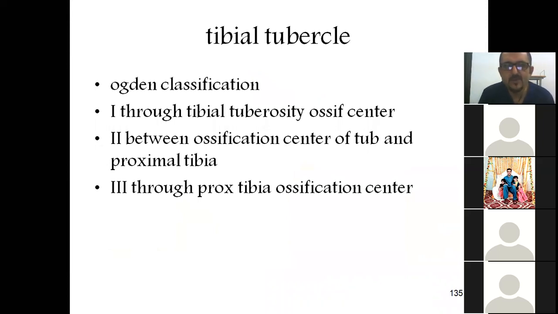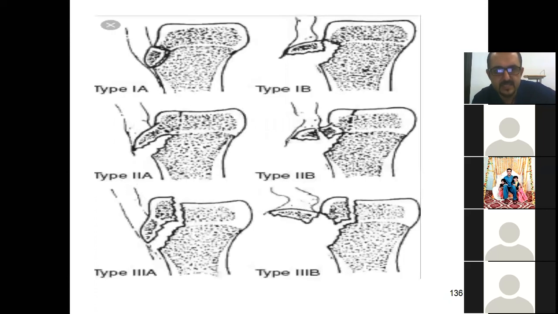So, the tibial tubercle. How you classify tibial tubercle fractures is by the Ogden classification. Type 1 is through the tibial tuberosity. Type 2 is the ossification center of the tibial tuberosity and proximal tibia. And type 3 is through the proximal tibia ossification center. And they are divided into A and B, displaced or undisplaced. So this is the classification system. And the intervention is that most of the times you have to fix these fractures, avoiding the physis.